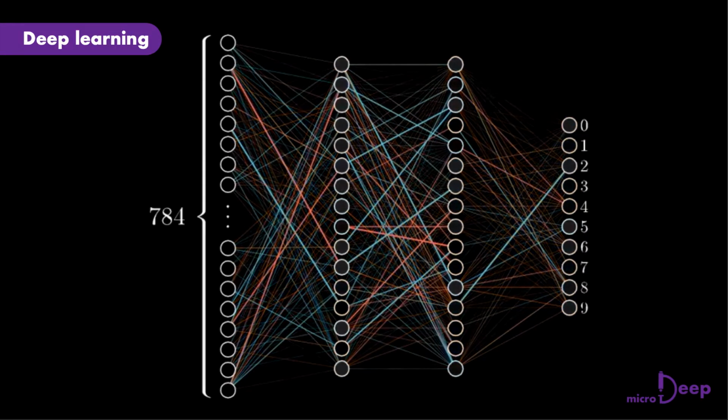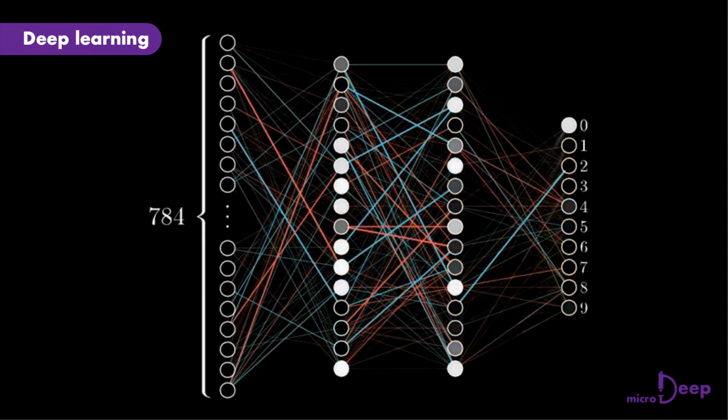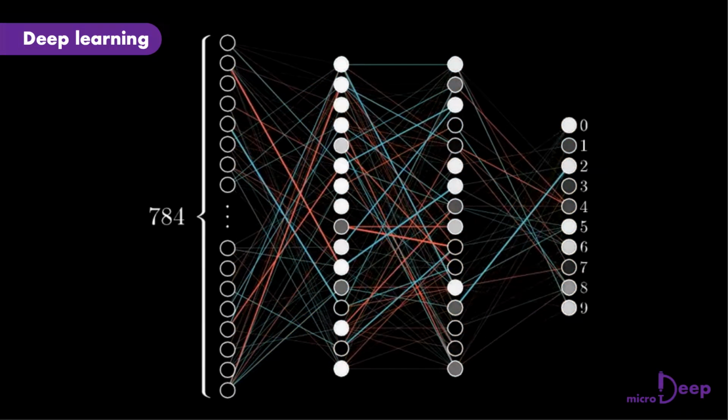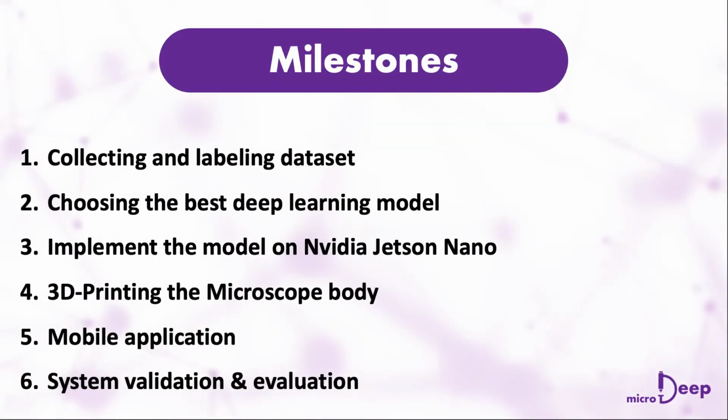Embedded deep learning enables electronic systems to learn autonomously from existing data and to use this acquired knowledge to independently make assessments, predictions, and decisions. Our project has run into different milestones.